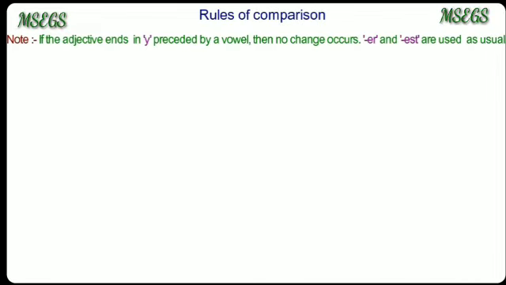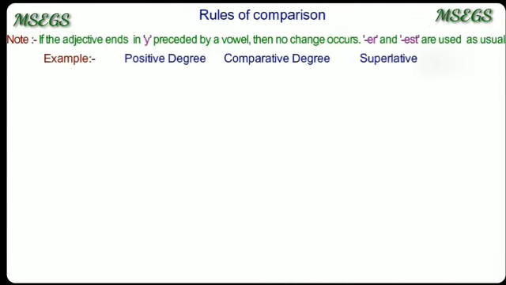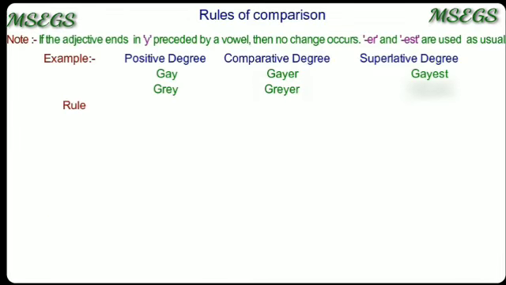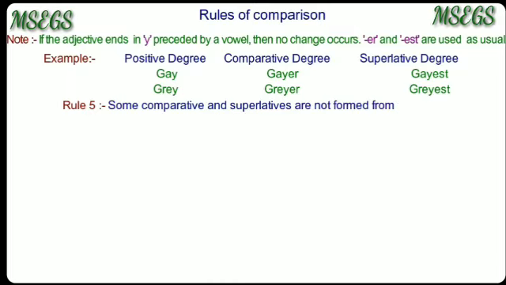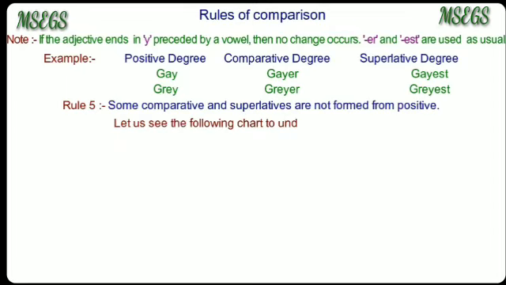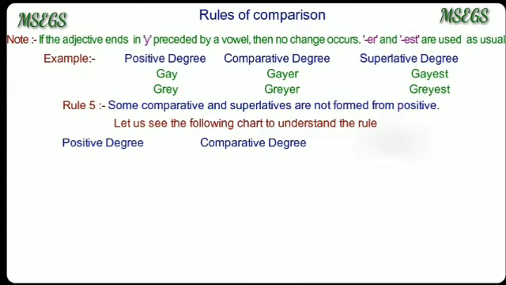Remember, if the adjective ends in y preceded by a vowel, then no change occurs. Er and est are used as usual. Example, gay, gayer, gayest, grey, greyer, greyest.